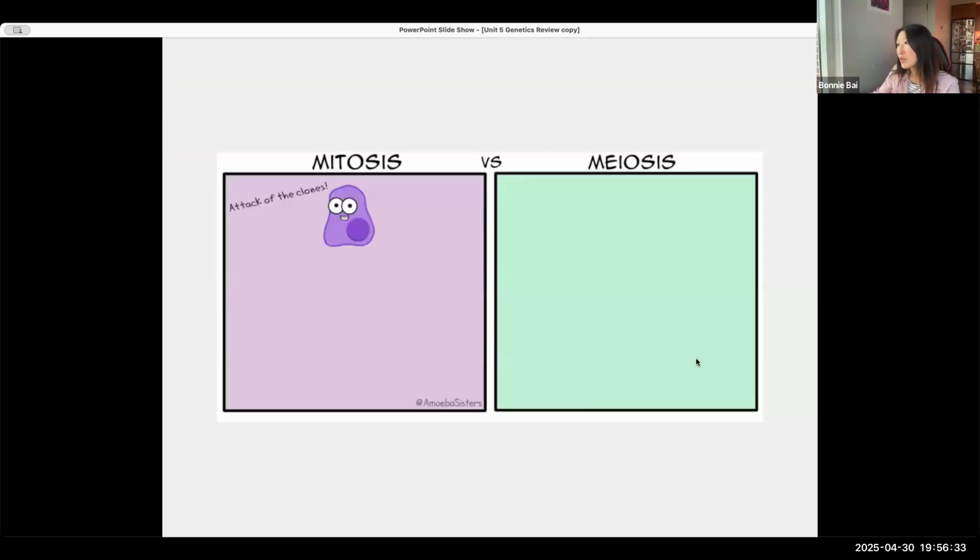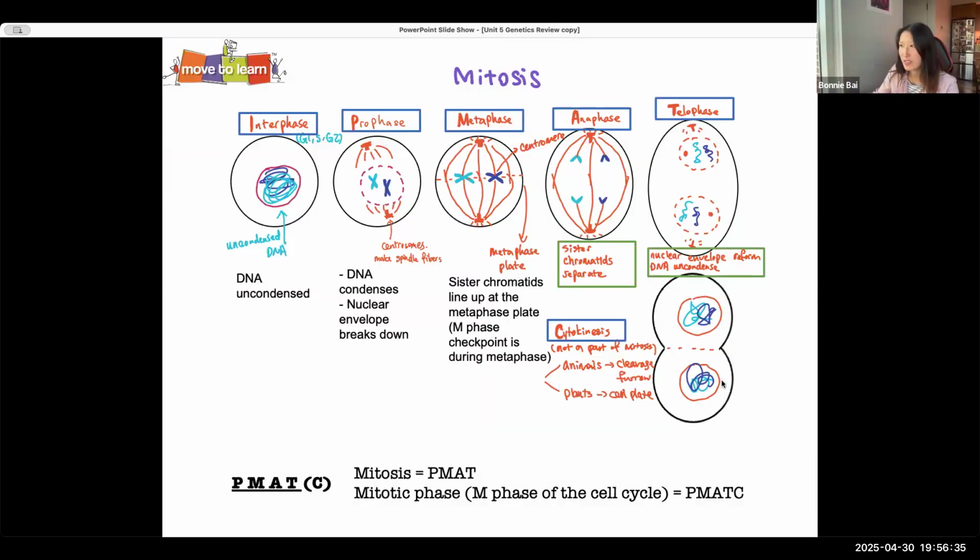Okay. Mitosis versus meiosis. Do you feel like you need to take a look? I'll just leave it up here for a second. You can take a look at it. Let me know if you want me to talk about it, but it should be pretty straightforward, especially mitosis.